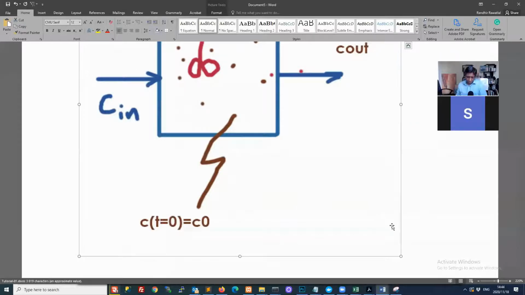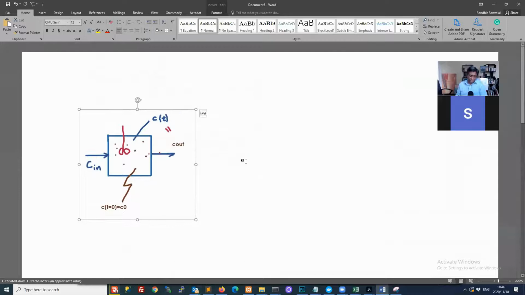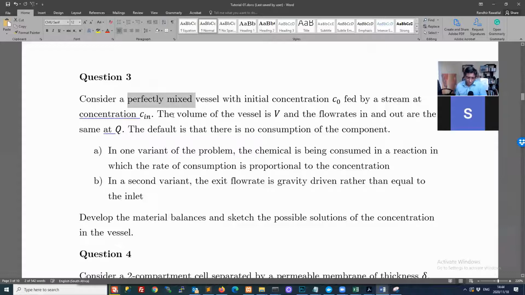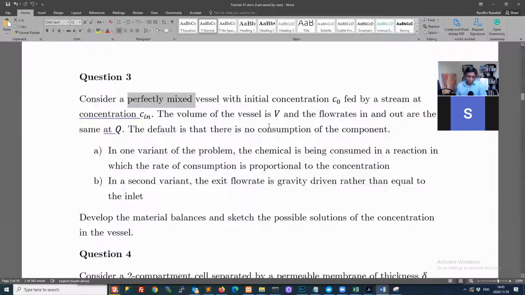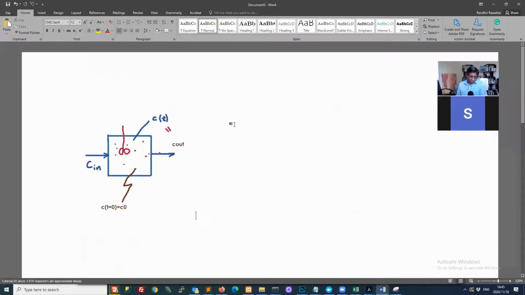And now we want to develop the mass balance that describes the system. We are also told the volume. It says here the volume of the vessel is V, and the flow rates in and out are the same at Q. So volume is V, and the flow rate, which is a volumetric flow rate, equals Q.